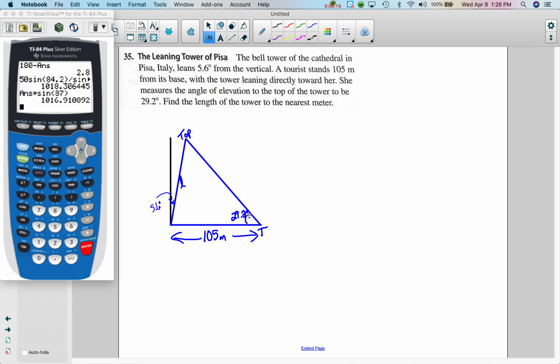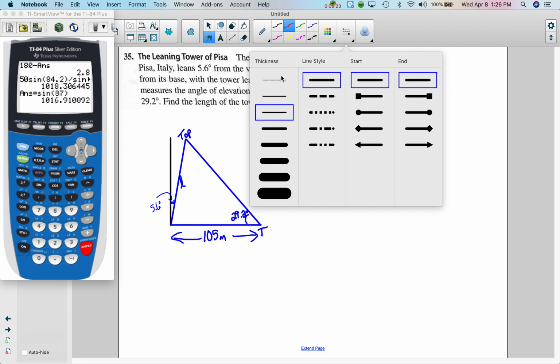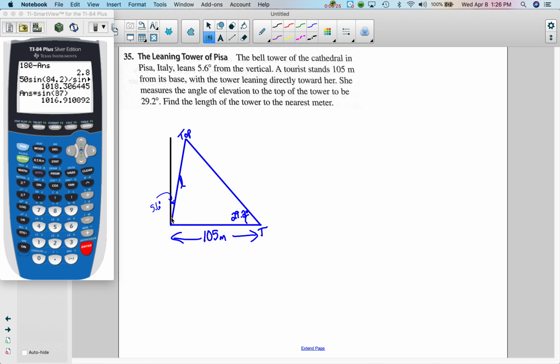We'll notice that, what else do we know? If this is 5.6 degrees, then remember this is a right angle from the vertical. So this is 90 minus 5.6, and so it's 84.4 degrees. And if that's 84.4 and this is 29.2, then if you add them together and subtract from 180, you get 66.4 degrees. So you need to know what those angles are, and now you can use the law of sines.